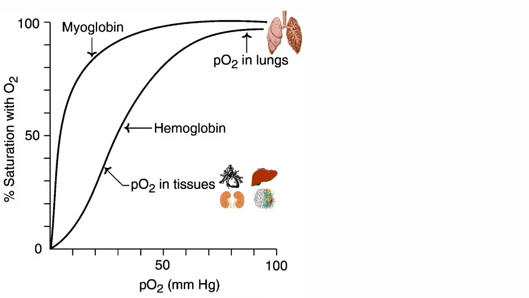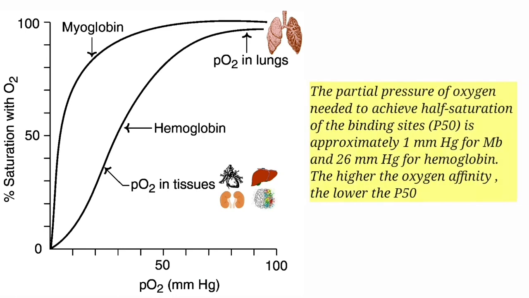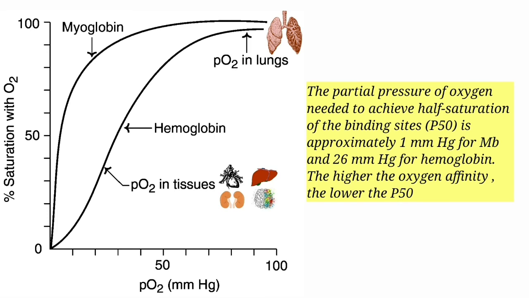The oxygen dissociation curves of myoglobin and hemoglobin show important differences. This graph shows that myoglobin has higher oxygen affinity than hemoglobin at all partial pressures of oxygen. The partial pressure of oxygen needed to achieve half saturation of the binding sites, that is P50, is approximately 1 millimeter of mercury for myoglobin and 26 millimeters of mercury for hemoglobin. The higher the oxygen affinity, that is the oxygen binding more tightly to the hemoglobin, the lower is the P50.